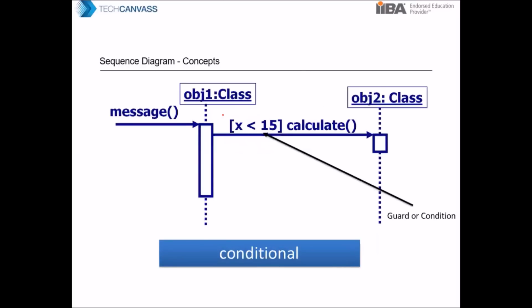We can also specify the conditions under which one object will interact with the other object. These are called guards or conditions, like this. Here it says that object 1 will interact with object 2 through the calculate message only if the value of x is less than 15. That is how you can define the interaction messages. Just like in the case of excess baggage, we have already defined a condition, and that can be shown on the sequence diagram.